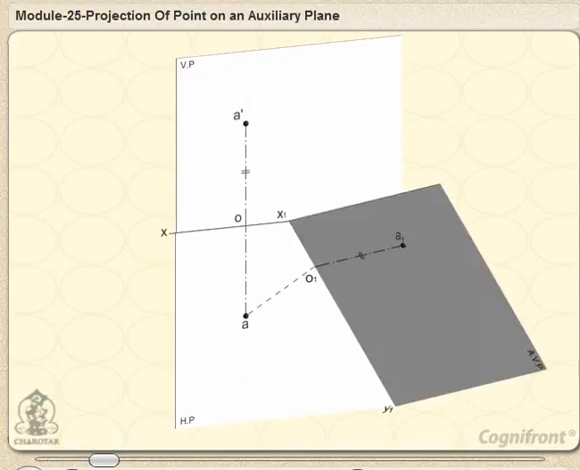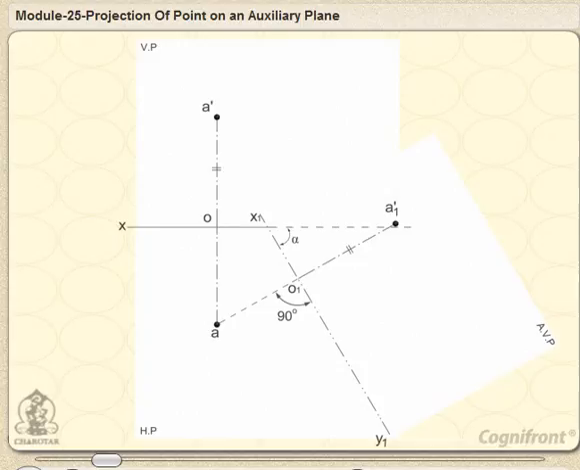The figure shows the VP and the AVP rotated about the HP to which they are perpendicular. The line of intersection X1Y1 between the AVP and the HP is inclined at the angle alpha to XY. The line joining the top view A with the auxiliary front view A'1 is at right angles to X1Y1 and intersects it at O1. Note that A'1O1 is equal to A'O.